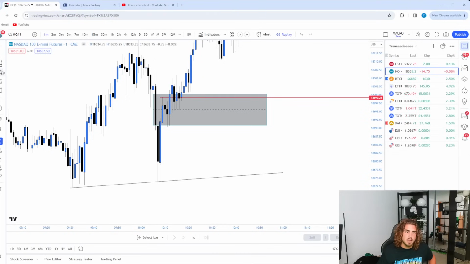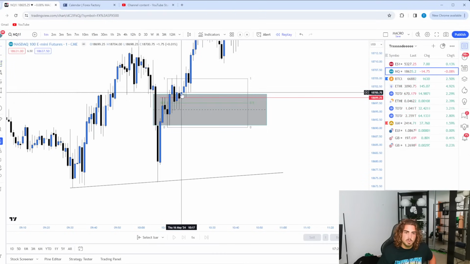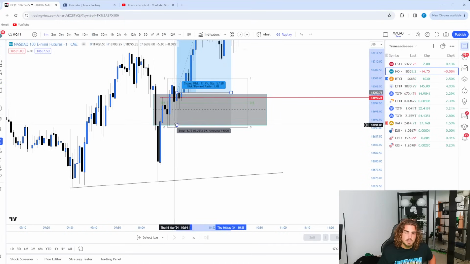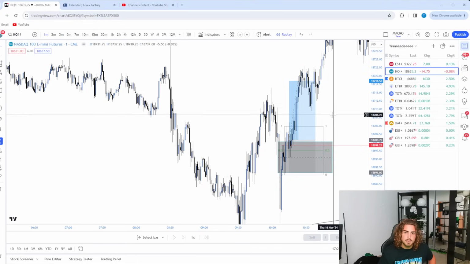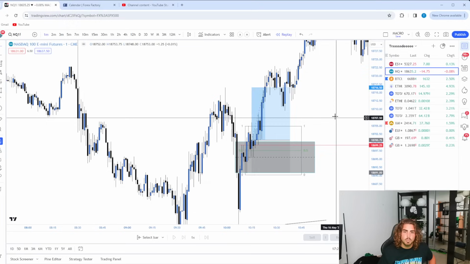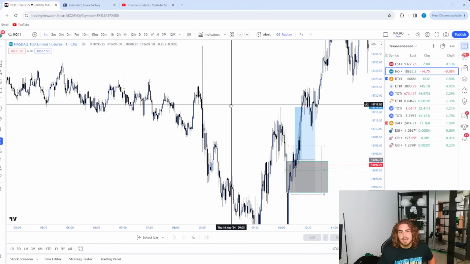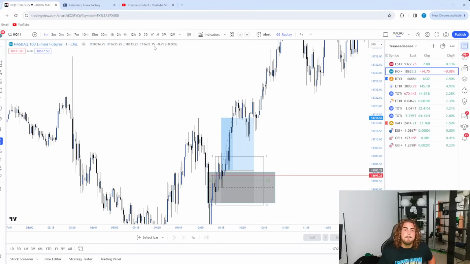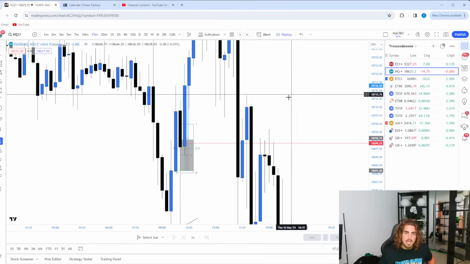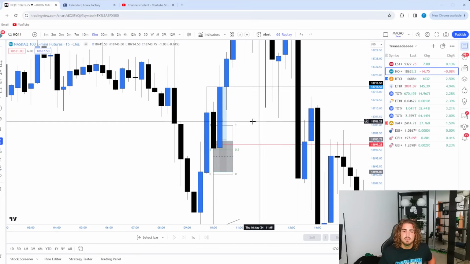I could have entered purely off of that. I waited for the fair value gap entry, with stops underneath the invalidation of the fair value gap. One and only take profit was right here. Yes, I could have set higher take profits, but because I entered on such a low time frame, I had low time frame take profits as well.